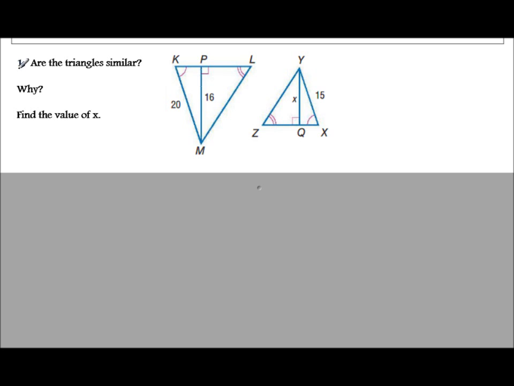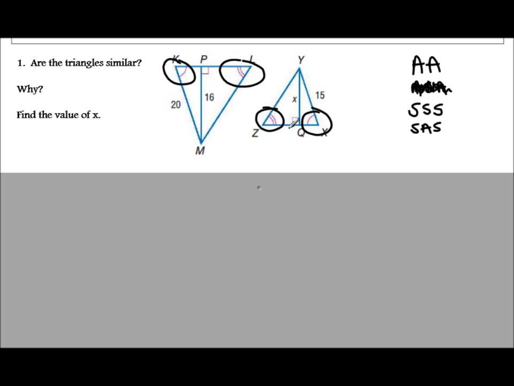So for the first example, are the triangles similar? Well, remember, we have similar triangles by the following reasons: angle, angle, angle, side, angle, and side, side, side similarity, and side, angle, side similarity. Oops, actually that one's not one of them. So the reason that these two triangles are similar, triangle KML is similar to triangle XYZ, is because we have an angle and another set of angles congruent in both triangles. So yes, the triangles are similar by angle, angle.